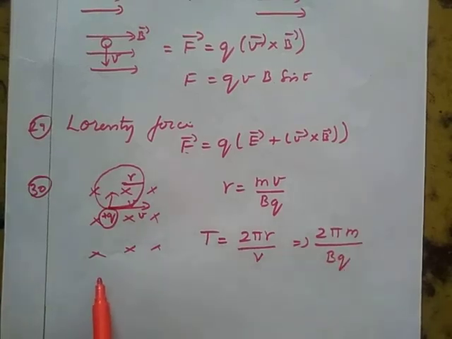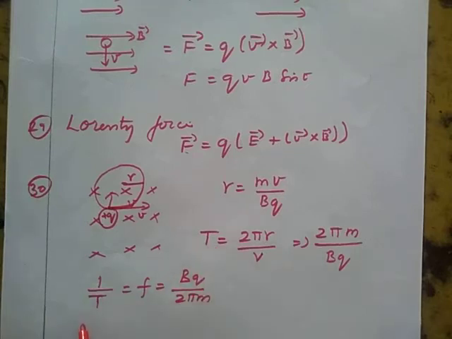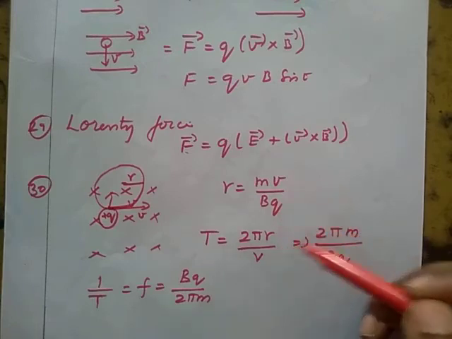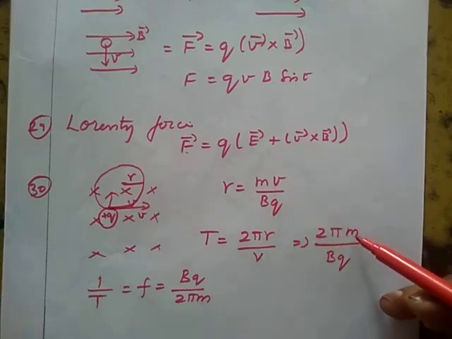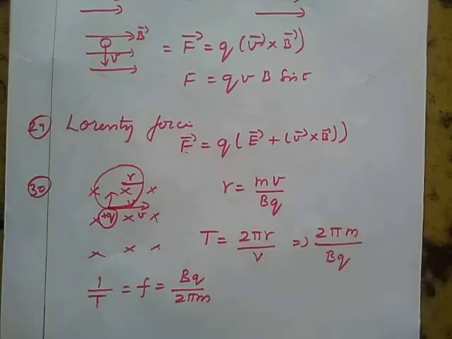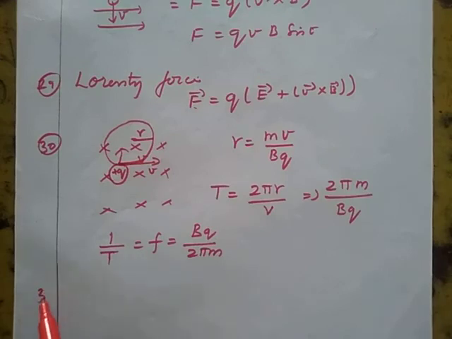Then the inverse of the time period is known as frequency. That is f is equal to Bq by 2 pi m. Here the time period and the frequency do not depend on the radius and the velocity of the moving charge. They depend only on these constants.